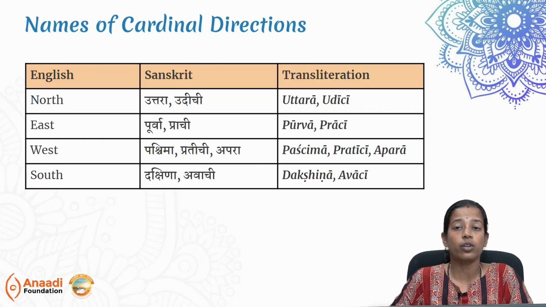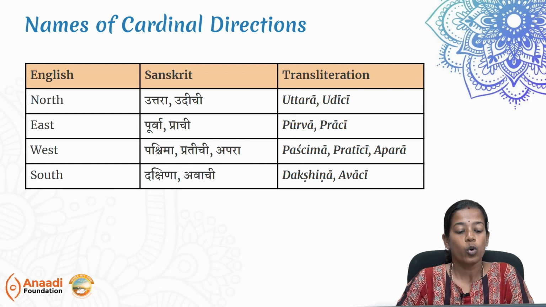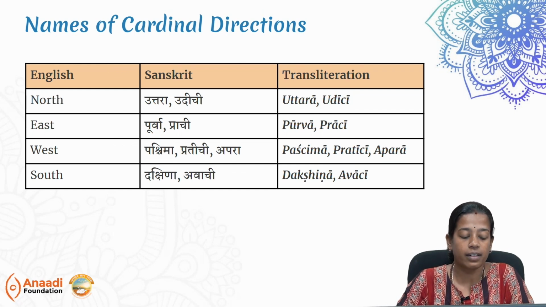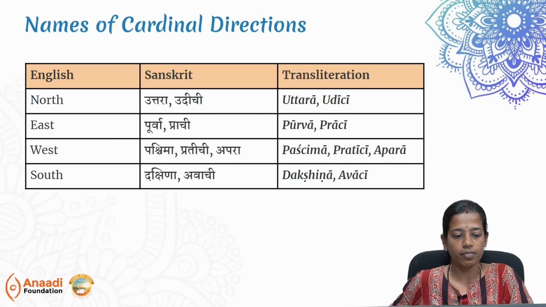Let us now try to learn the names of the directional system in Indian astronomy. North is called Uttara or Udichi. East is called Purva or Prachi. West is called Paschima, Pratichi or Apara. South is called Dakshina, Avachi.